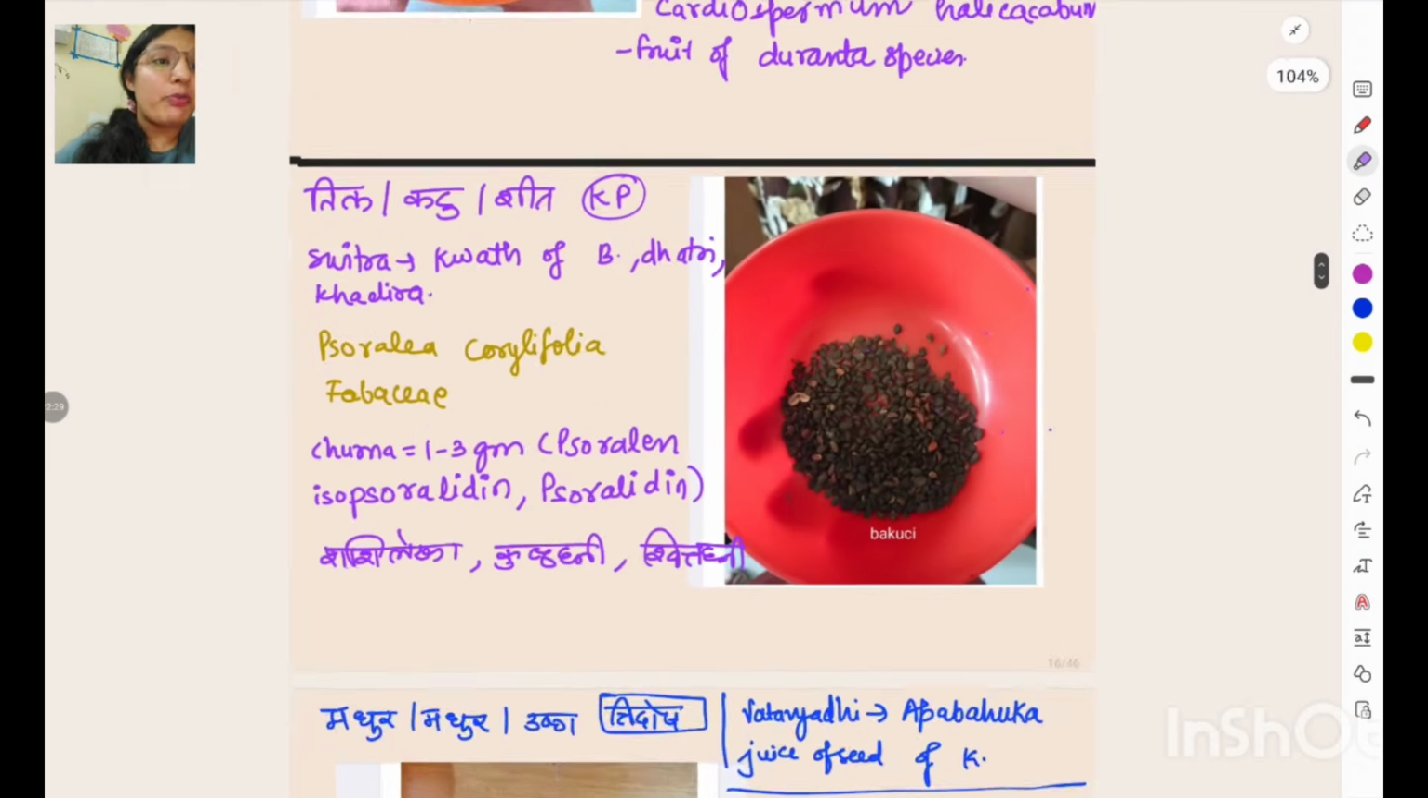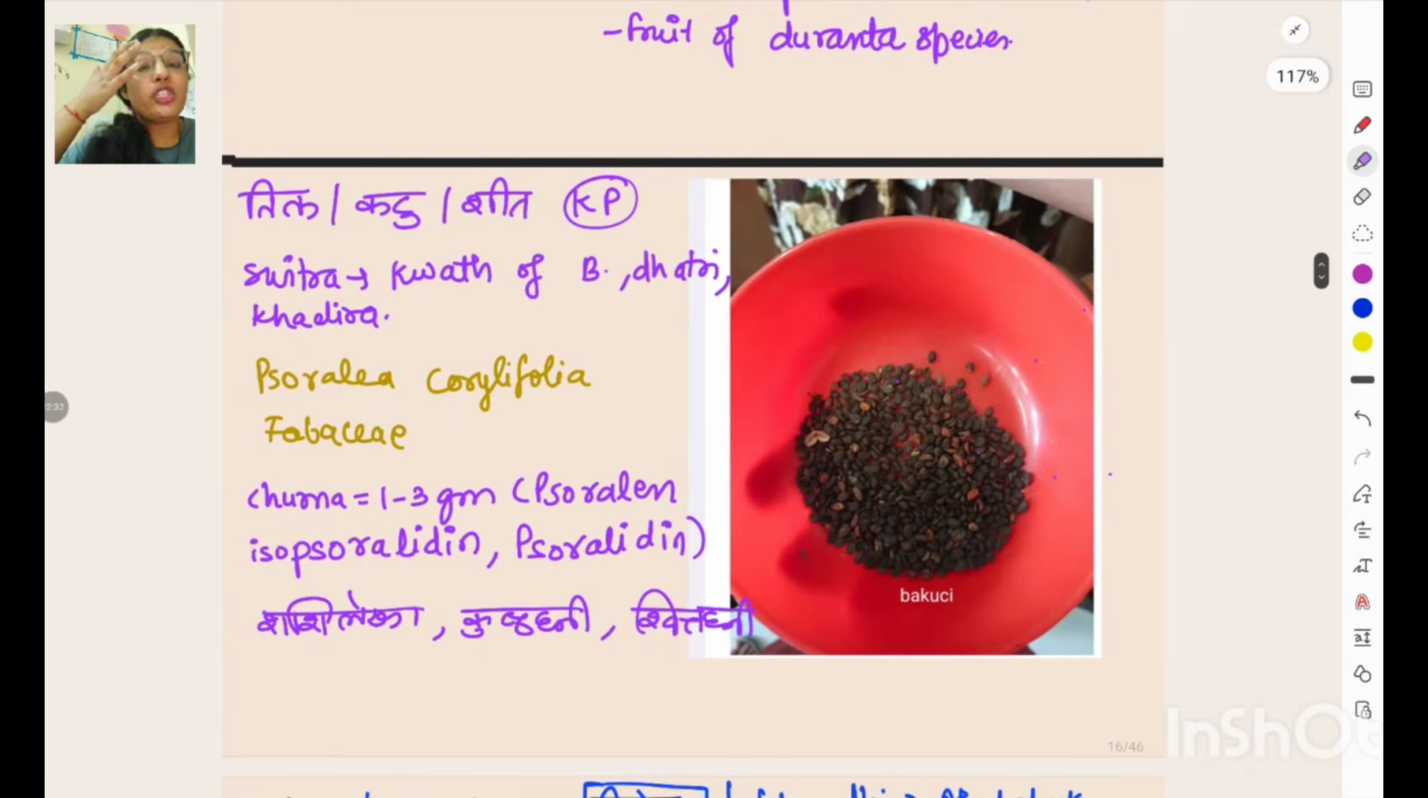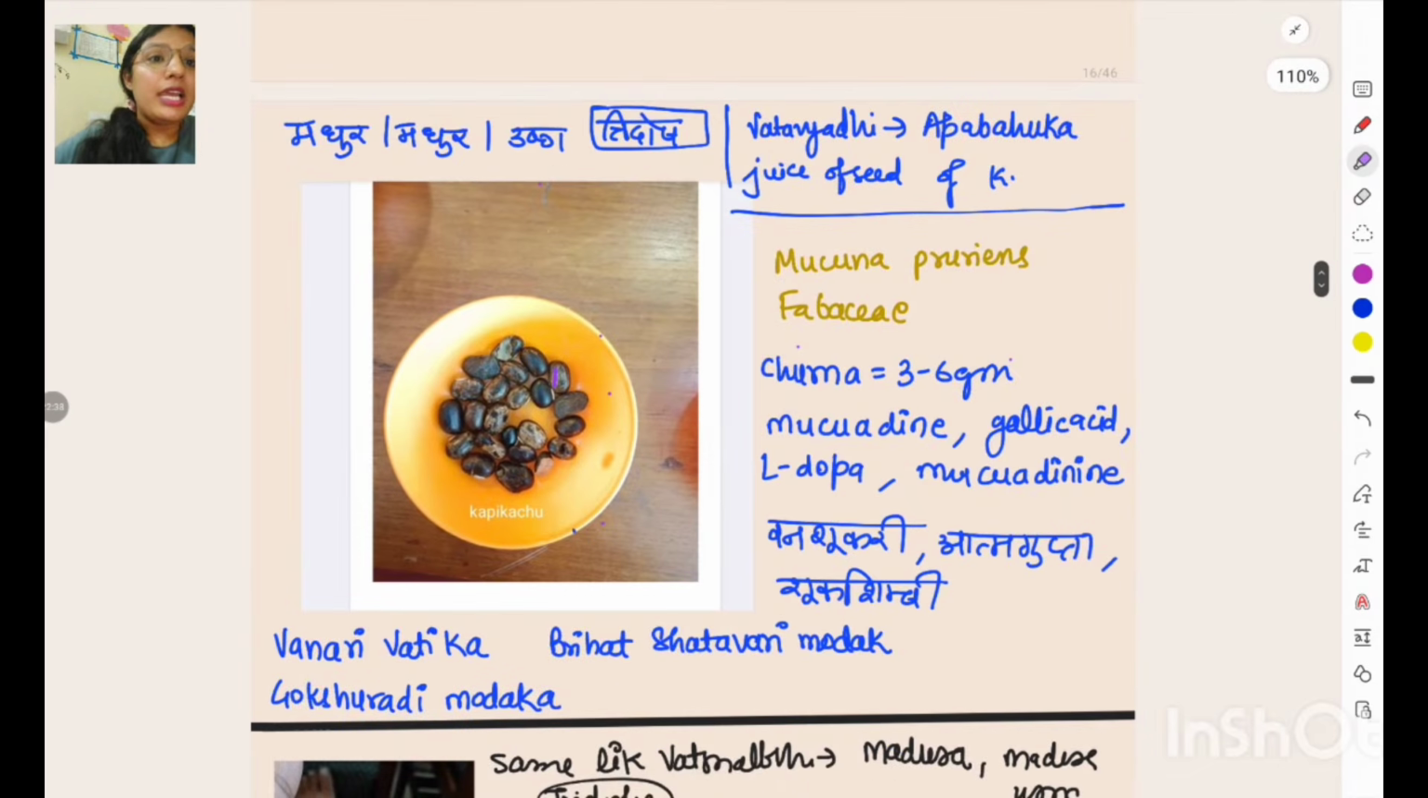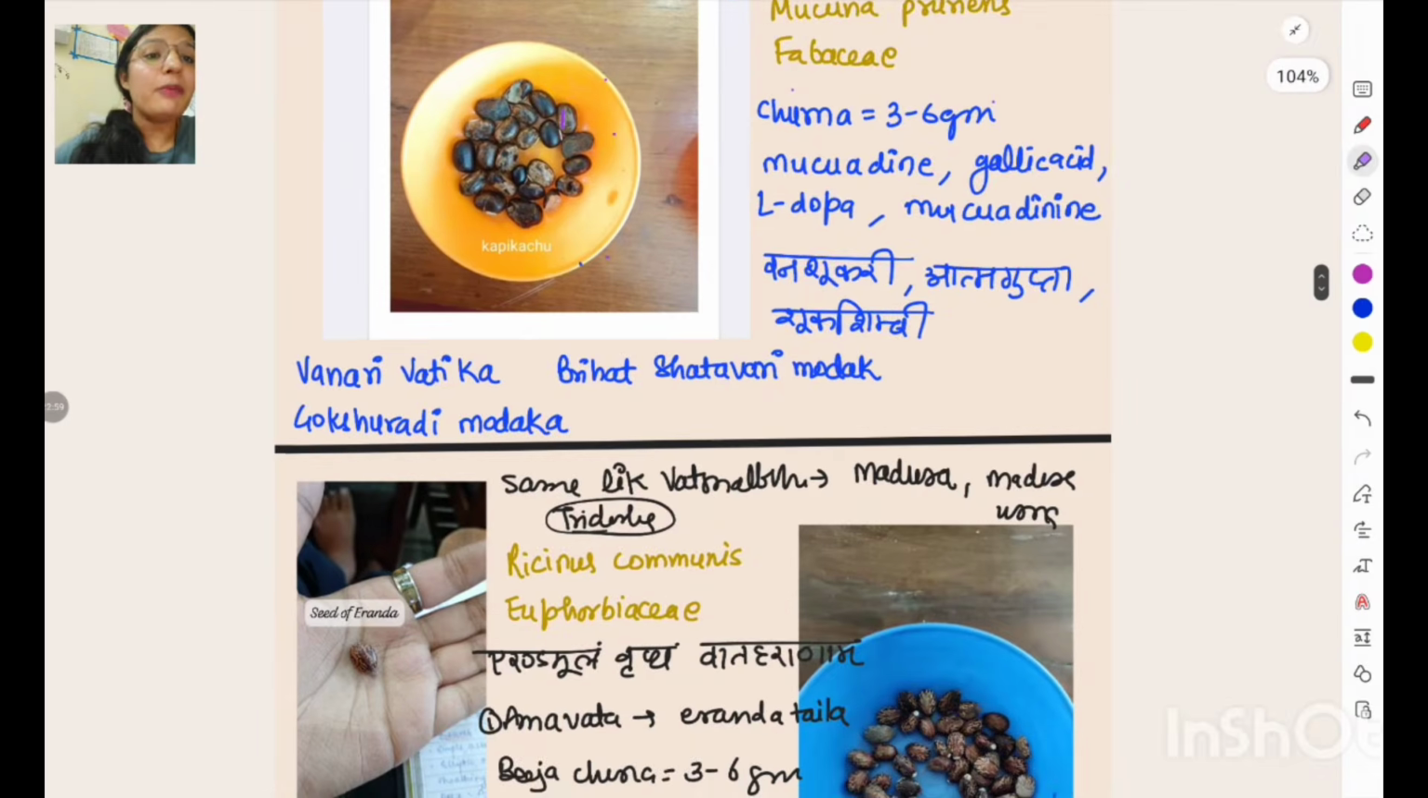Then this is your Bakuchi. It's very good for Shvitra and all. That's why it has a synonym of Shvitraghni, and Psoralea corylifolia, Fabaceae family. Next, we are using seed as an official part is Kapikachhu, also very important. Mucuna pruriens, Atmagupta is an important synonym, and Shuka Simbi. Like it's confusion, what will be the Arogya Shimbi, what will be the Shuka Simbi. So this kind of synonym you just try to recollect or try to remember again. Then it is generally used in Vata Vyadhi, Rasayana and all karma.